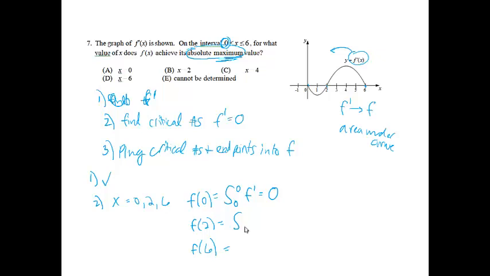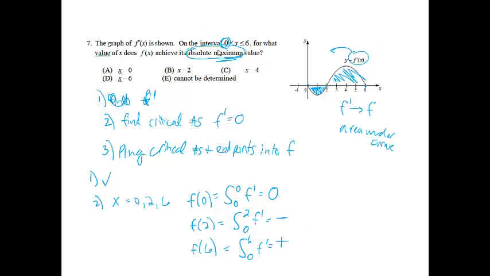And then f of 2 will be the integral from 0 to 2 of f prime. The area under the curve from 0 to 2 is not a figure I can find, but I do know that it is a negative value, and that's all I care about for right now. And for the integral from 0 to 6 of f prime, the area above the x-axis is greater than the area below, so I know this is going to be a positive value.